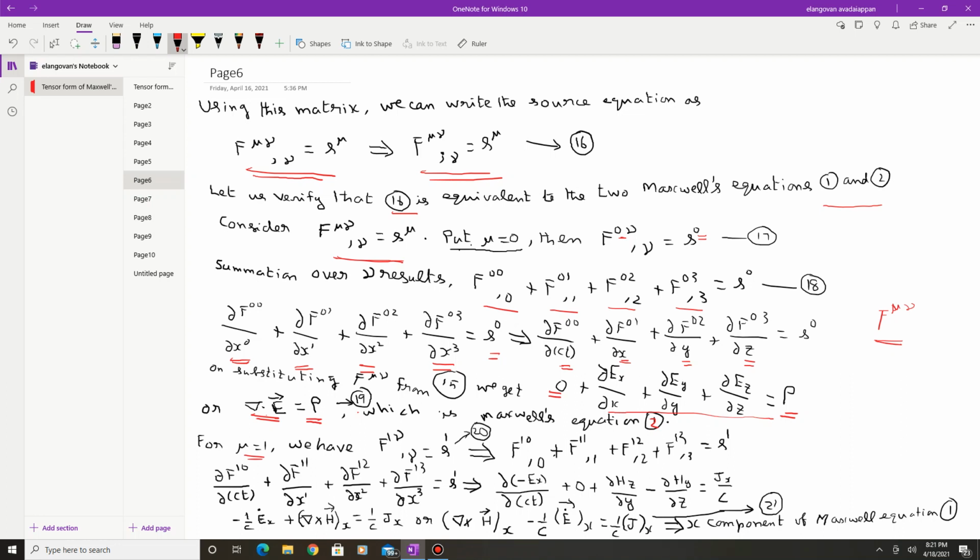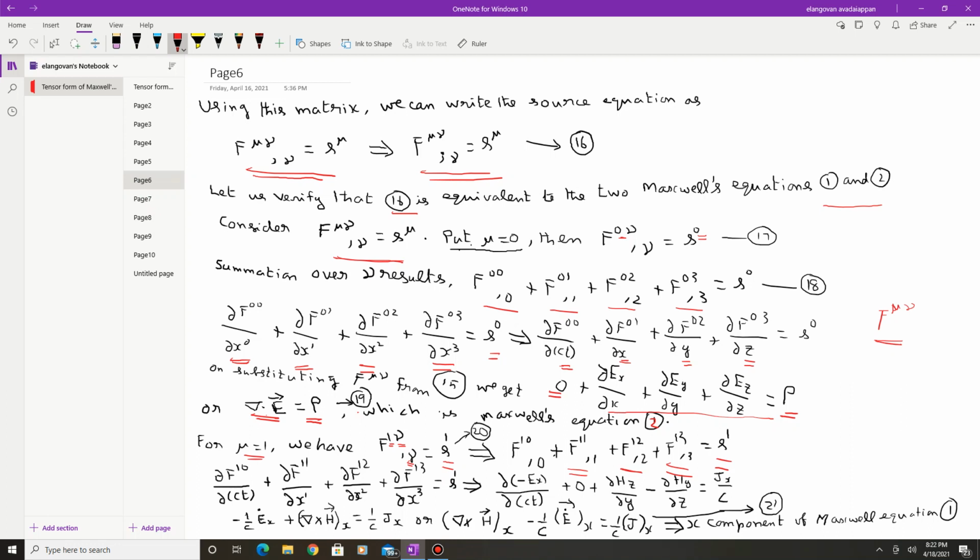Now if you put mu is equal to 1 in that expression, equation 16, this is F mu nu comma nu, which is equal to S 1. Now you have to perform the summation over all nu. Nu runs from 0 to 3. So the first term is F 10 comma 0, and the second term is F 11 comma 1. The third term is F 12 comma 2, and the fourth term is F 13 comma 3, which is equal to S 1.